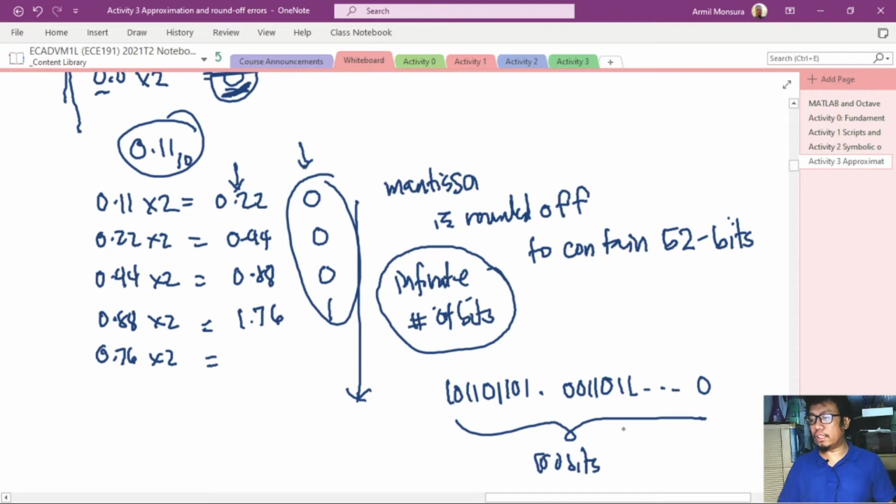Okay, so let's say from this 100 bits, you just choose the first 52 bits. This is the first 52 bits. Then this gets cut off. It's chopping. That's a process called chopping. We'll discuss it later.